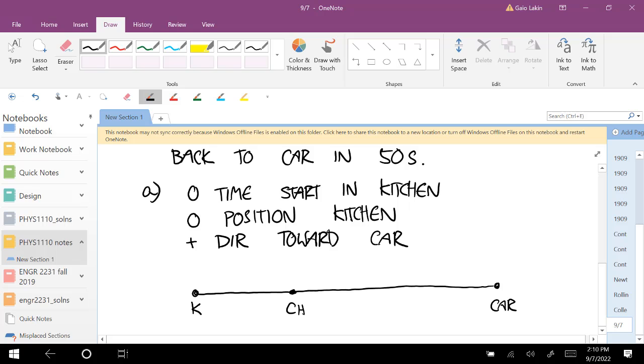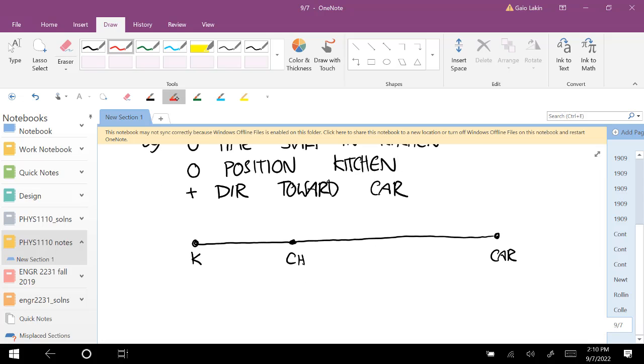And what you choose is your 0 position, positive direction, 0 time. Those don't affect the actual motions that happen. So in all cases, I'm just going to draw, sketch out an illustration of the motion.